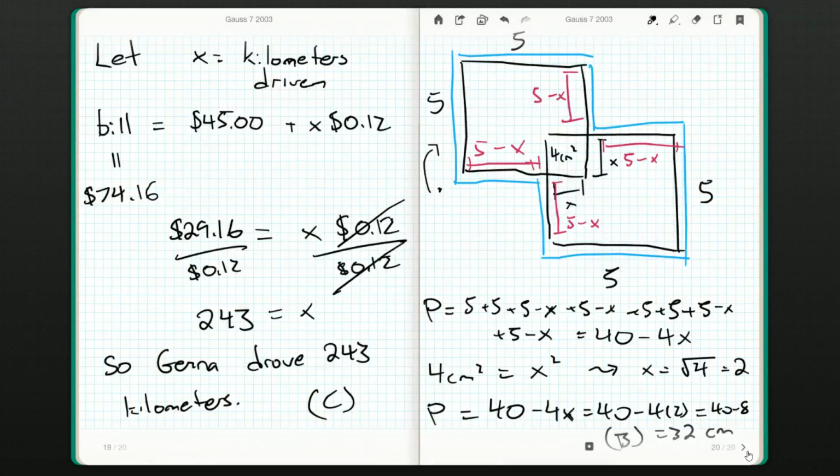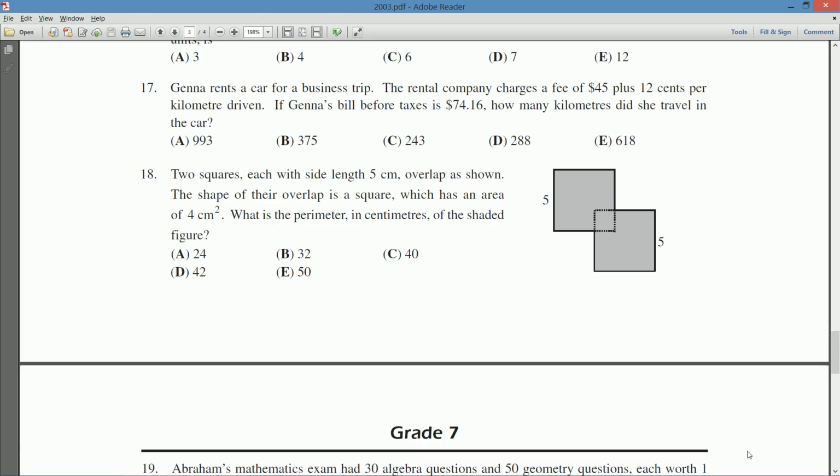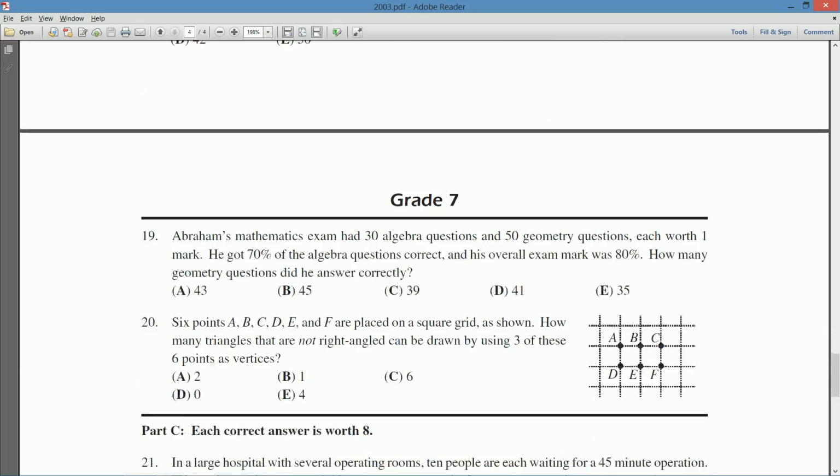And we'll flip the page in anticipation for our next question, which was 19, I think. Yeah, we just did 18, so it's going to be question number 19.